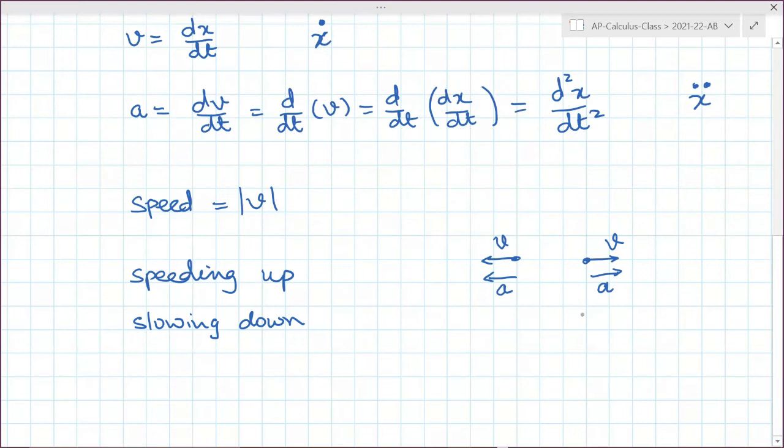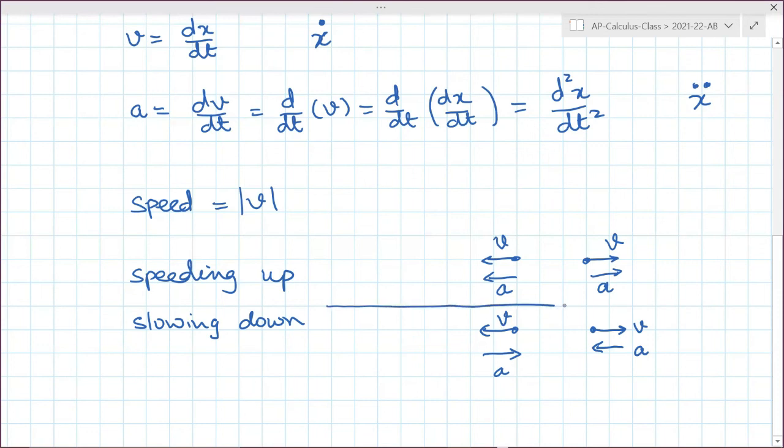What happens if they are in the opposite directions? If it's moving that way and acceleration is this way. Acceleration is pushing it or pulling it in the opposite of the velocity, right? So it is slowing down. And if it's going this way and acceleration is that way, also slowing down, because acceleration is trying to change the velocity in the direction opposite to the motion.